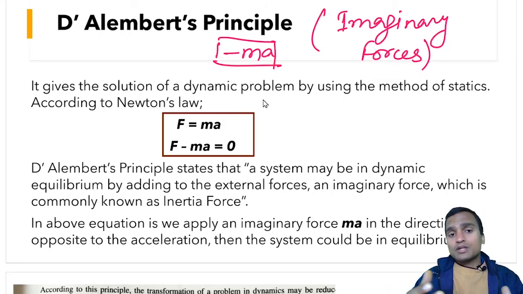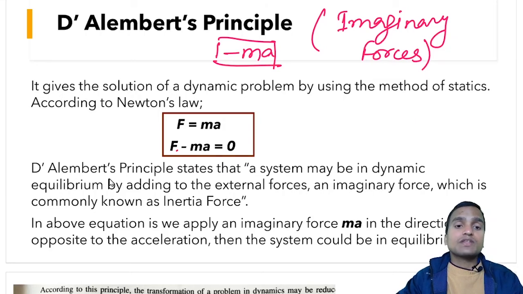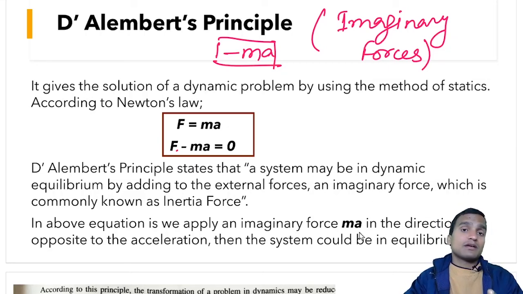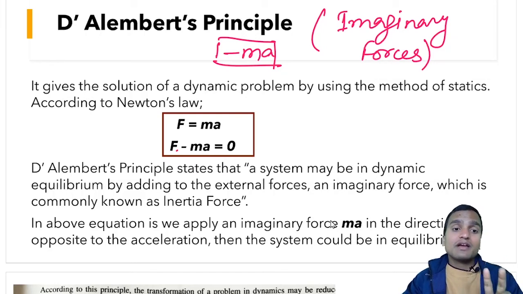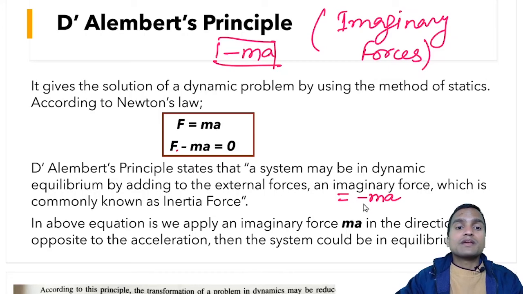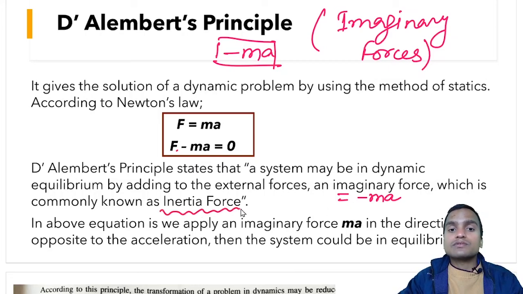So according to Newton's law, we know that force is equal to mass into acceleration, and then we can write this equation as F minus ma is equal to 0. The D'Alembert's principle also uses the same concept here: a system may be in dynamic equilibrium, not static equilibrium, by adding to the external forces some imaginary force equal to minus ma, which is commonly known as the inertia force. Imaginary forces are called inertia forces.